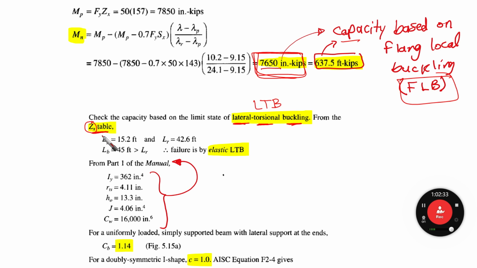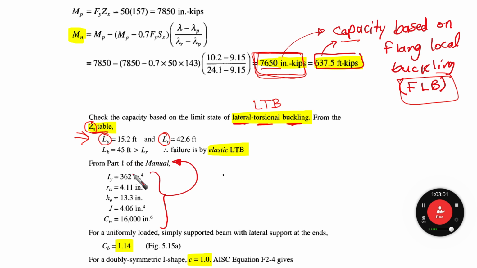What is the meaning of the ZX table? The ZX table is going to provide for us LP and LR for the section that we are examining. So now stop the video, bring your manual and check the ZX table. It is going to provide you LP and LR.